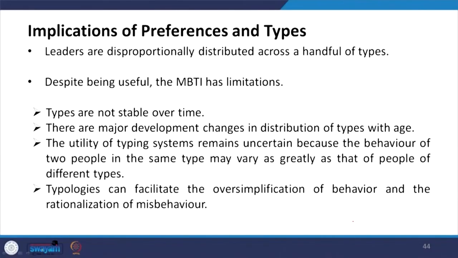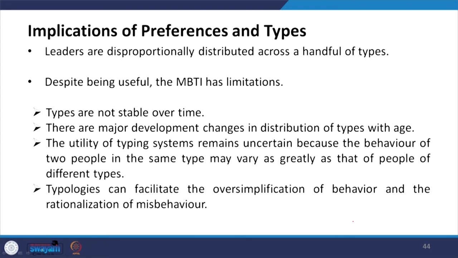So, types are not stable over time. This is a very big challenge. So, the MBTI is to be examined over every period of time, to measure developmental changes in the distribution of types with age. Typology changes with age. The utility of typing systems remains uncertain because the behavior of two people of the same type may vary as greatly as that of people of different types.